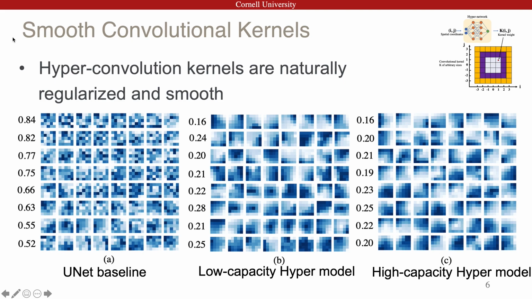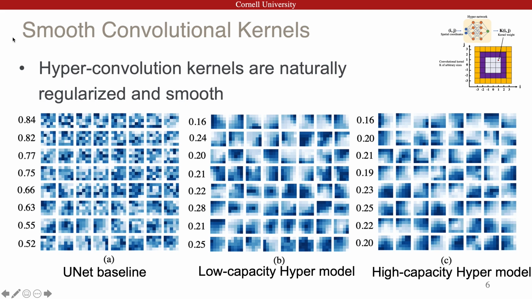We experimentally demonstrate that the hyper-convolution models can be trained to mimic the kernels of the UNet baseline. Therefore, the smoothness is not the result of limited capacity of hyper-convolution models, but due to its unique learning dynamics. You can read more about it in our paper.